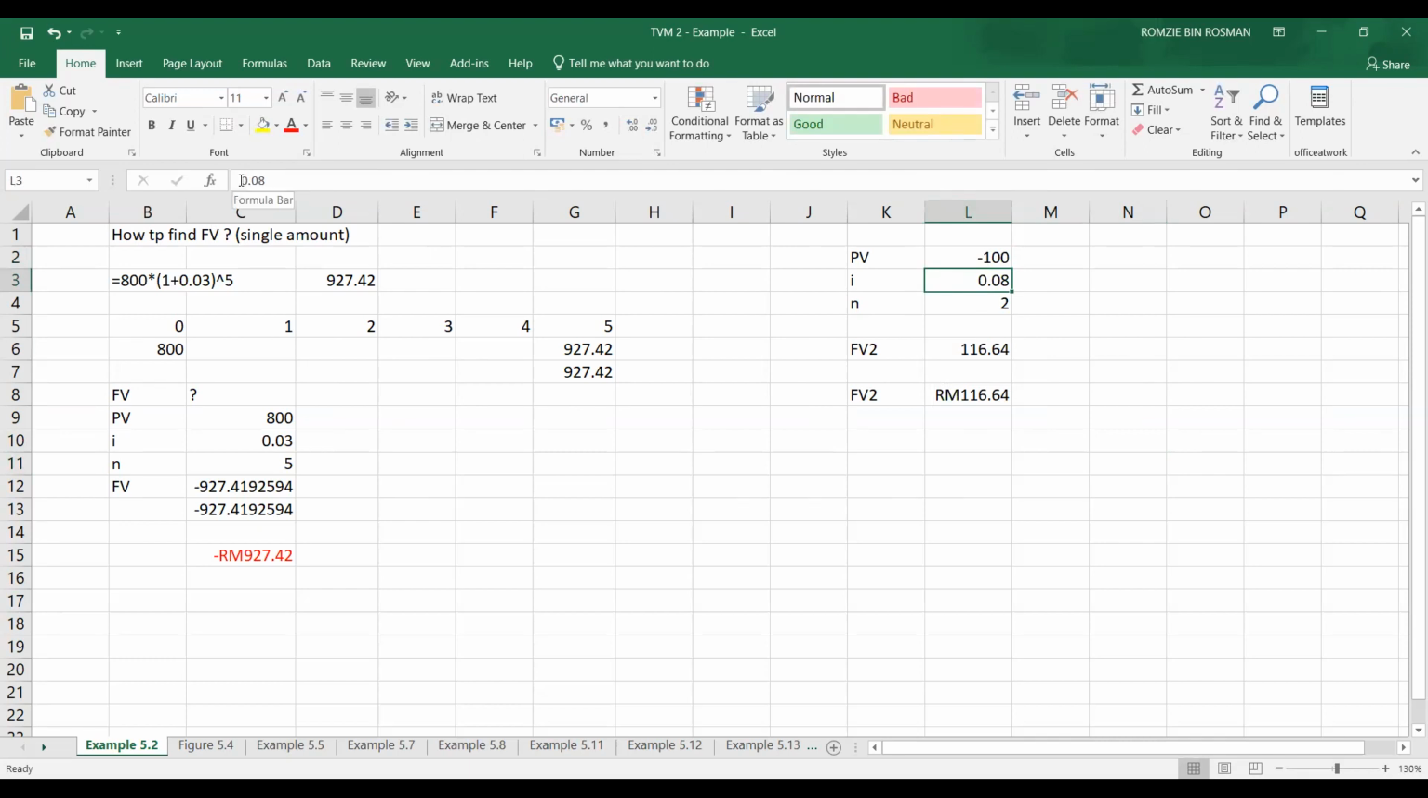So the logic, you know, this is because the computer or calculator needs to know what is inflow, what is output, something like that. So don't worry so much. But don't put the answer negative, because your future value here is positive. In the exam they give you the answer, but you need to tell them which one is negative, which one is positive.